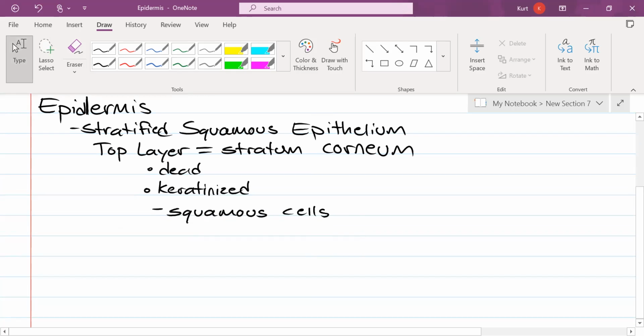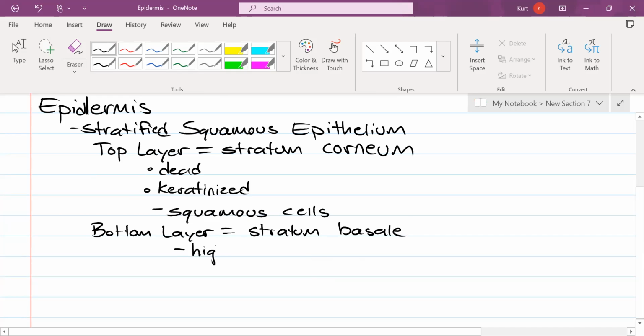Sloan, what is the bottom of your epidermis called? The stratum basale. Okay, the bottom layer is stratum basale. And this layer, what is unique about this bottom layer? It has basal cells and melanocytes. And it has a high mitotic rate, which means there's a lot of cell division happening.